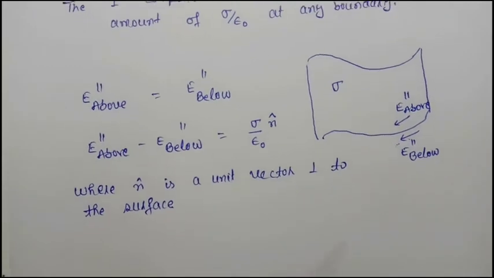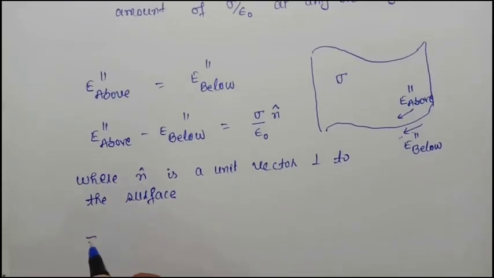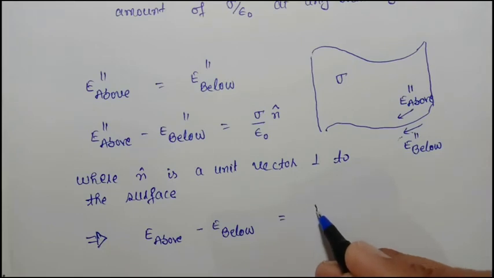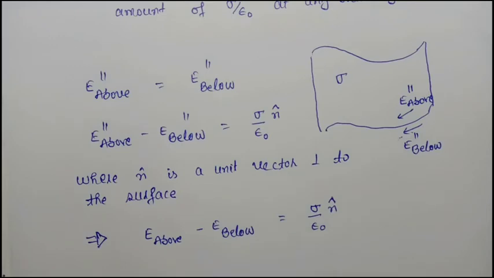Okay, so when we couple these two, that is both the perpendicular and the parallel components, in both the cases E above minus E below is equal to sigma over epsilon naught n cap. Okay, so this is the case when we have an electric field perpendicular or electric field parallel.